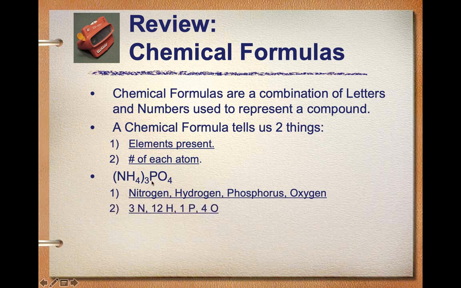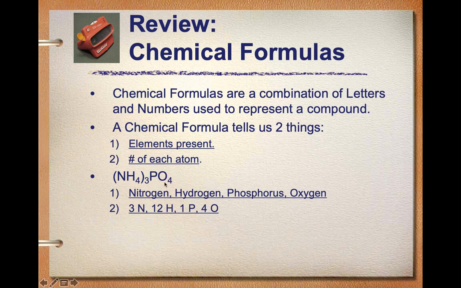And then the numbers tell us how many there are. We know that parentheses keep a group together and numbers outside multiply in. So there's three N's, 3 times 4 is 12 H's, 1 P because there's nothing next to it, and then 4 O's.